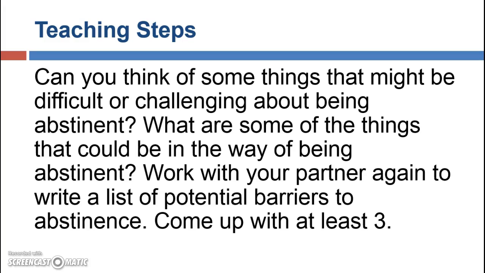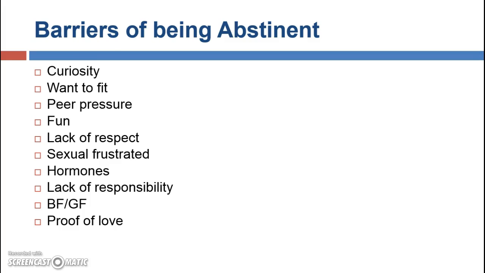Can you think of some things that might be difficult or challenging about being abstinent? What are some of the things that could be in the way of being abstinent? So think about what are some potential barriers to being abstinent. So here's a list that I have come up with. Maybe you feel curious, wanting to fit in, peer pressure, fun. They think it's fun. Lack of respect for other people, your parents. Sexually frustrated, your hormones, you have lack of responsibility, maybe your boyfriend or girlfriend has pressured you to do it, they ask you to prove your love, you might feel left out. Sticking with your sexual limits might be difficult, you might worry that you might lose a boyfriend or girlfriend, and there's several others.